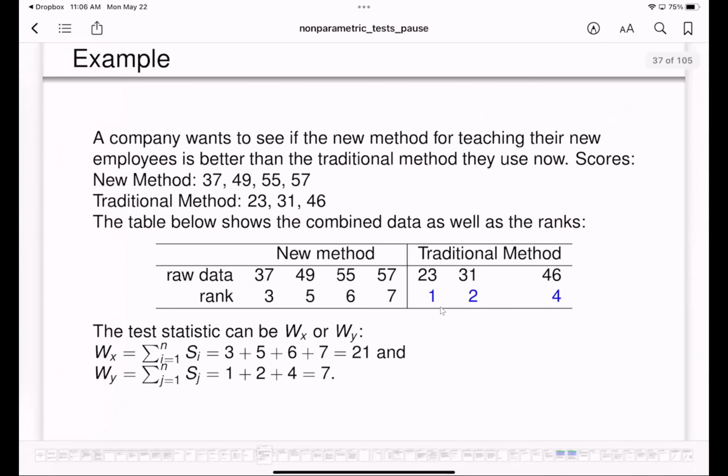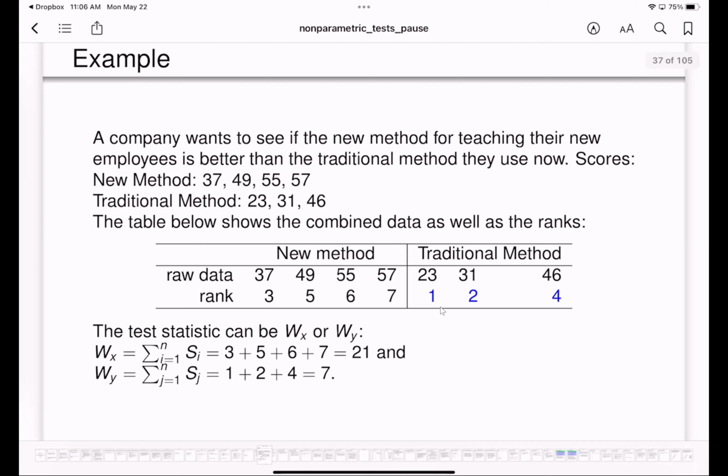Let's illustrate this Wilcoxon rank sum test with this real data. Suppose we're considering a new method for teaching new employees, to see whether the new method is better than the traditional method, in the sense that after they teach their employees with the new method, they might achieve a higher score.